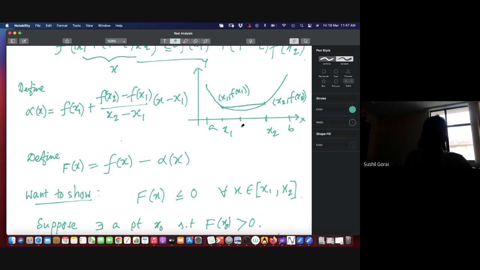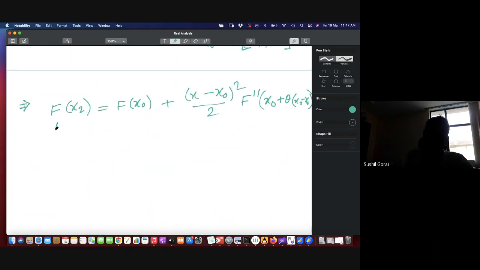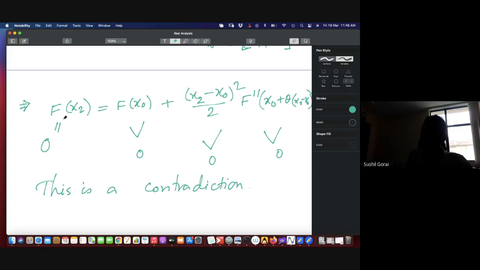So x naught is somewhere here, and we are looking at this interval for the next here, right? Now what is f of x2? This is 0. But this one is greater than 0. This one is a quadratic term. This is x2, and x2 is not equal to x naught. So this is greater than 0. And by assumption, this is also greater than 0. So this is a contradiction, right? So one side is equal to 0, other side is greater than 0. That gives you a contradiction.